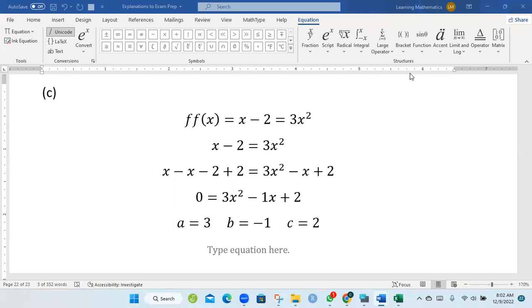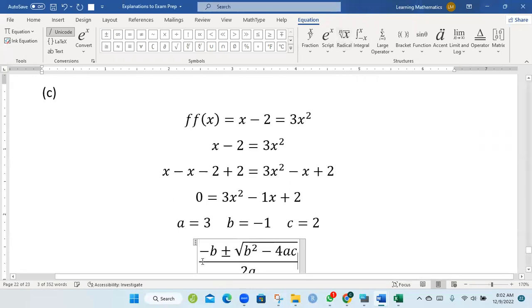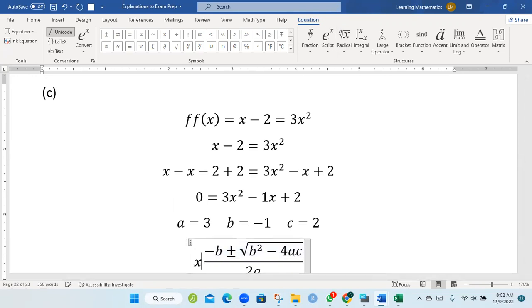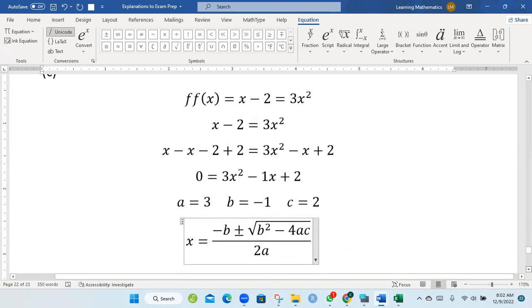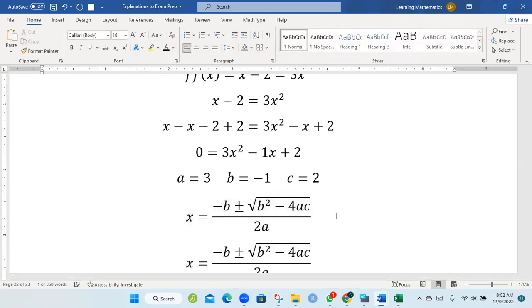So we can look at the quadratic formula here. Here it is. And then we can solve for x, find the values. So we also get 2 values for x by substituting a, b, and c into the quadratic formula. And we can do that because we have made the quadratic equal to 0.